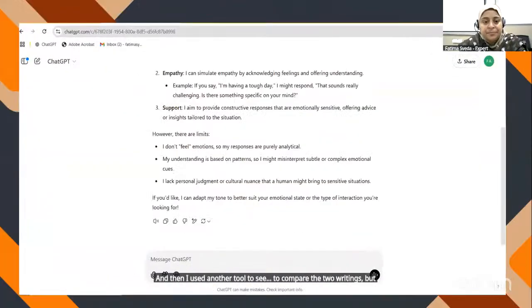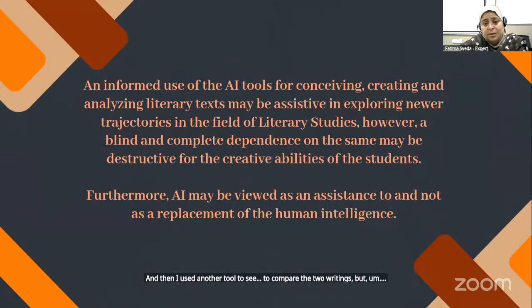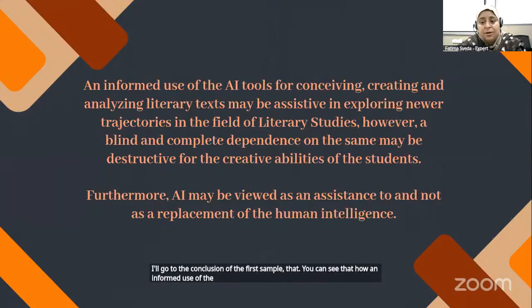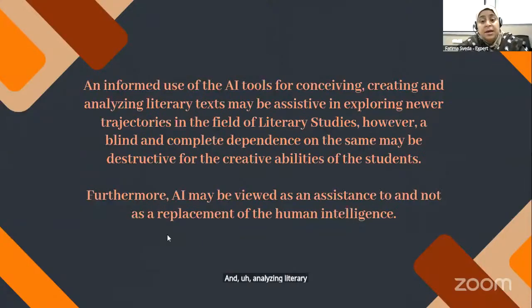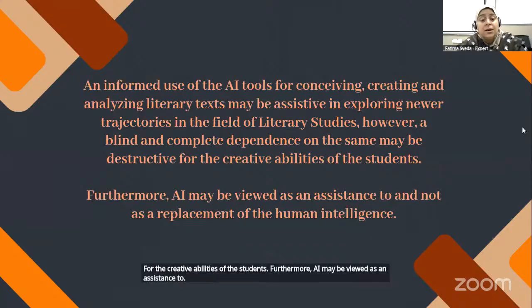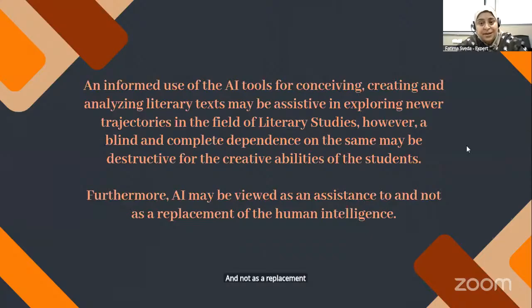But I'll go to the conclusion of the first sample, that you can see how an informed use of the AI tools for conceiving, creating, and analyzing literary texts may be assistive in exploring newer trajectories in the field of literary studies. However, a blind and complete dependence on the same may be destructive for the creative abilities of the students. Furthermore, AI may be viewed as an assistance to and not as a replacement of human intelligence.